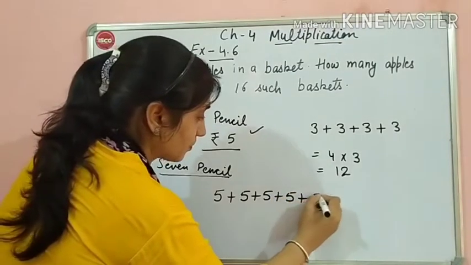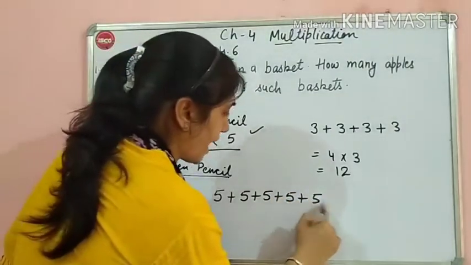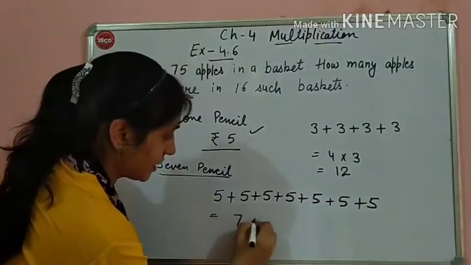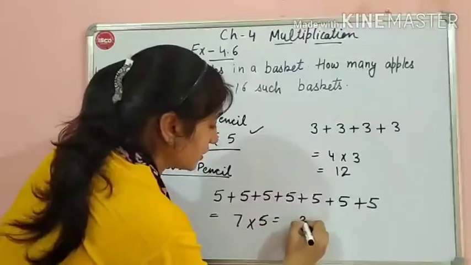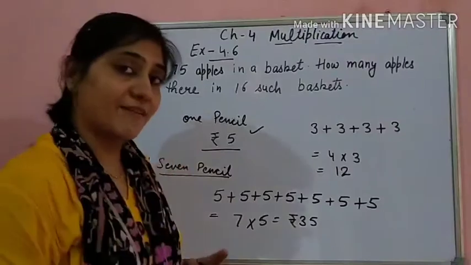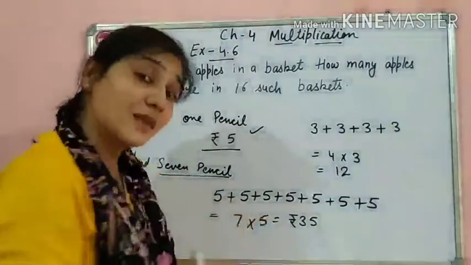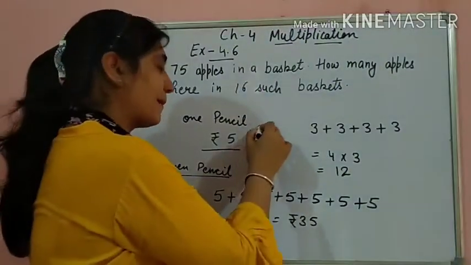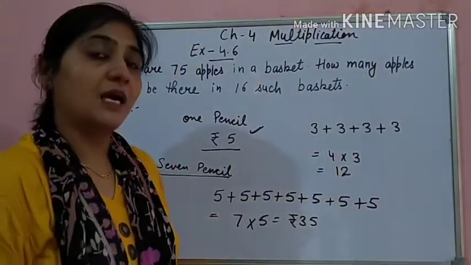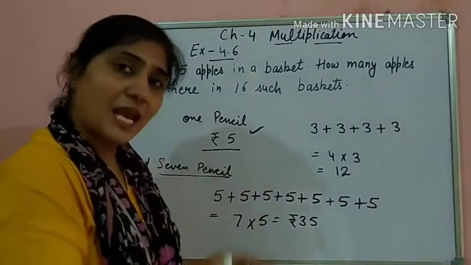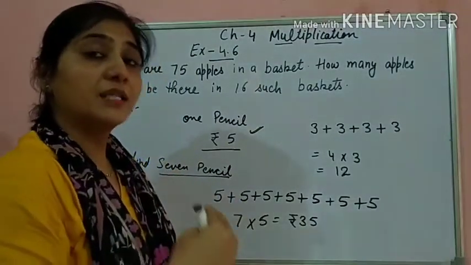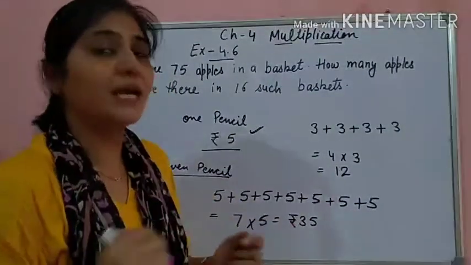1, 2, 3, 4, 5, 6, 7. It means 7 5s are 35. So students, the cost of 7 pencils will be rupees 35. See, the cost of one pencil is given and we have to find the cost of 7 pencils. If we find this type of concept in the word problem, it means the given word problem is of multiplication.